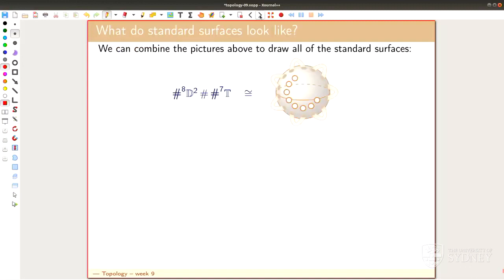Okay, so here's another example. We can now do it, 8 and 7. If I haven't miscalculated, there should be 8 punctures and 7 handles. This is how those guys look like. 6 and 9: I draw 9 of the funny ones and 6 of the punctures.